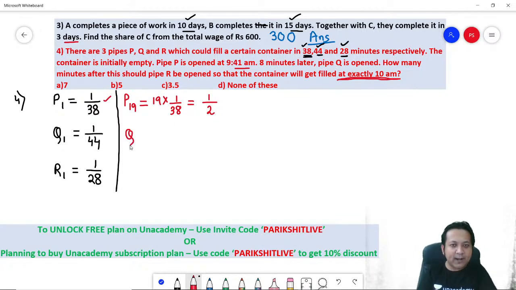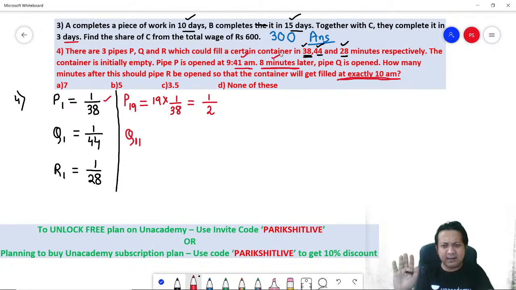Similarly, Q. What time is Q opened? 8 minutes later, 8 minutes after 9:41. So can I say Q was opened at 9:49? 9:41 plus 8 makes it 9:49. So Q was opened at 9:49 and it remained open till 10 a.m. So basically Q was open for 11 minutes. It opened at 9:49, and till 10 a.m. it was open. So 9:49 to 10 is 11 minutes.